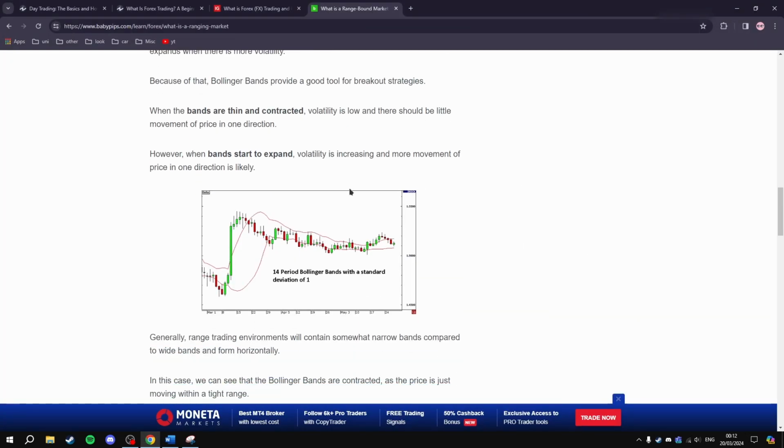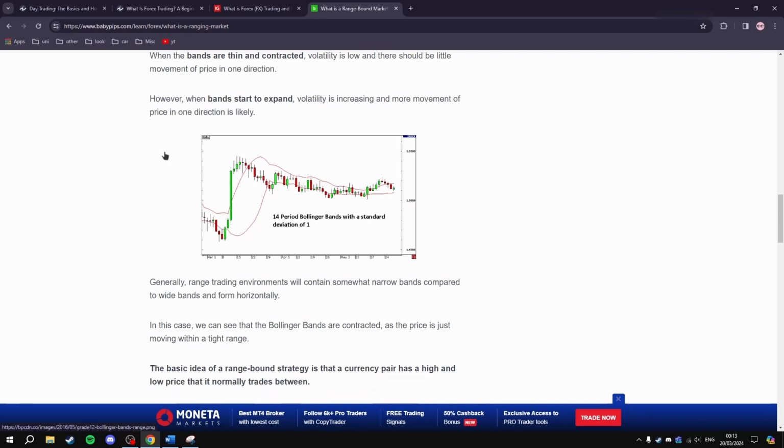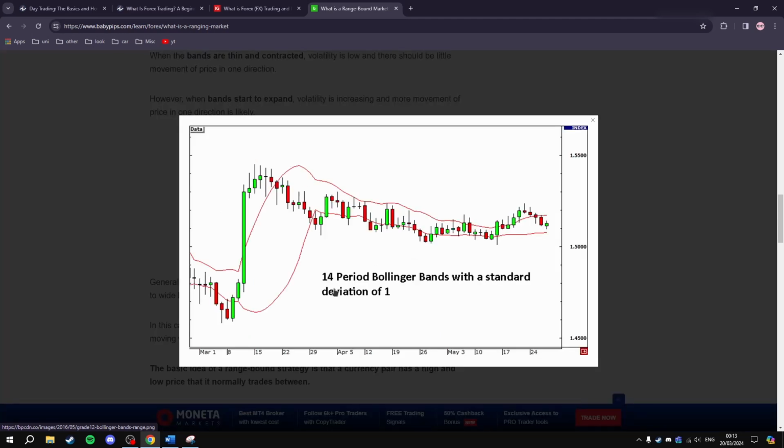Because of that, Bollinger Bands provide a good tool for breakout strategies. When the bands are thin and contracted, volatility is low and there should be little movement of price in one direction. However, when bands start to expand, volatility is increasing and more movement of price in one direction is likely. So we've got 14 period Bollinger Bands with a standard deviation of 1, which shows here.